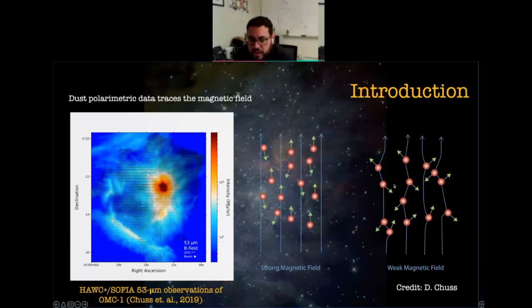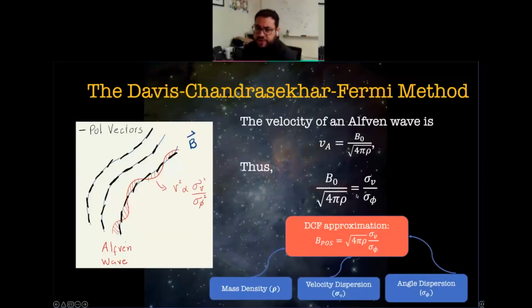So what we want is, given the patterns that we observe on these polarimetric maps, how can we tell something about the strength of the magnetic field? This idea was conceptualized in the 50s by different people. I believe Davis worked separately from Chandrasekhar and Fermi, however they arrived at the same conclusion. And the idea is relatively simple.